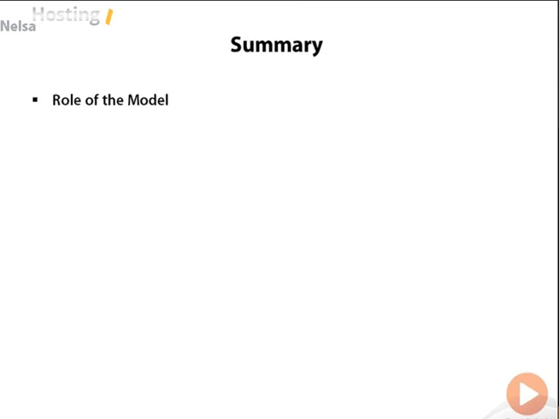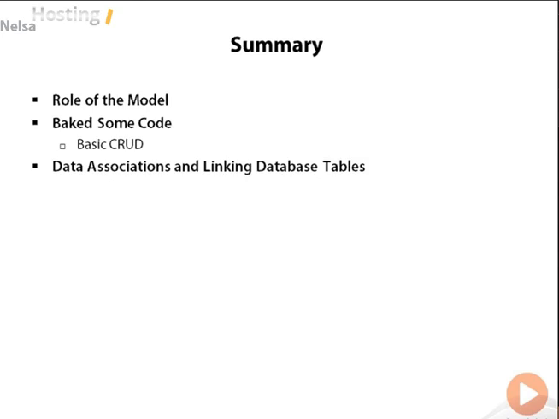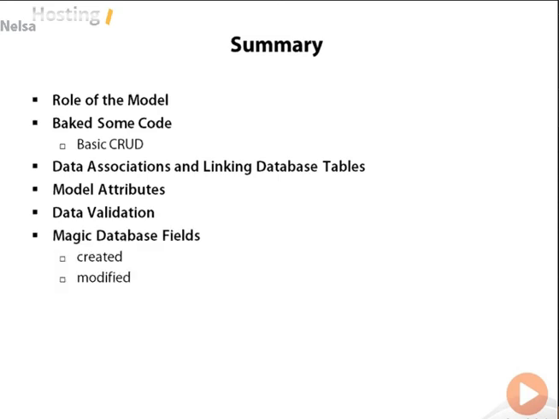We have covered a lot in this module. We reviewed the role of the model in an MVC framework. We also learned how to bake code, which creates the basic CRUD structure for a particular table in the database. We covered how to associate two database tables together through their respective models. We also addressed the model attributes and how to work with a database that wasn't built with the CakePHP naming conventions. We also covered the basic concepts of data validation for our form fields. And lastly, we discussed the magic fields of created and modified.